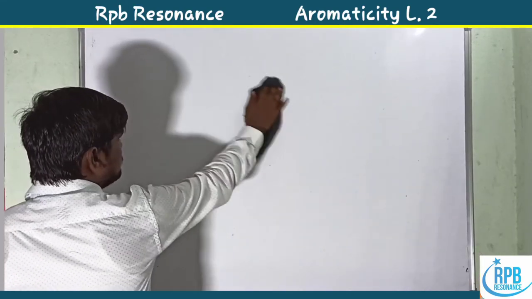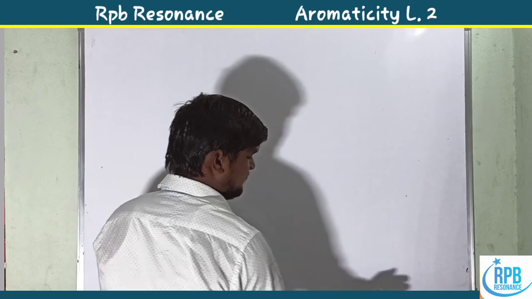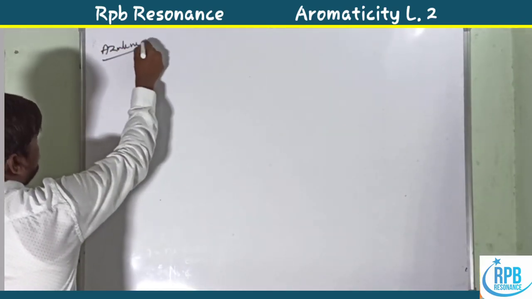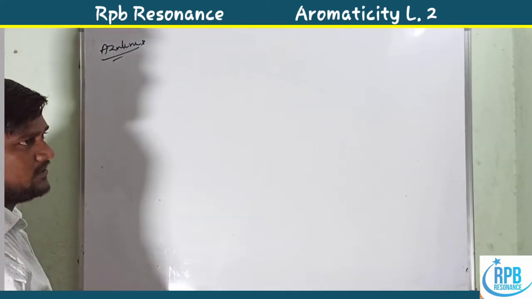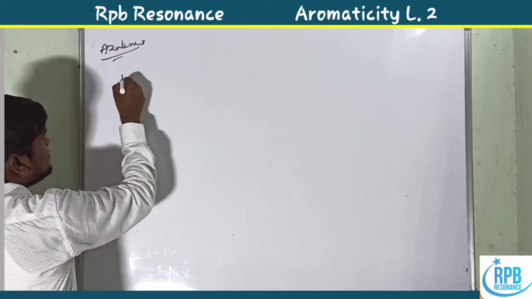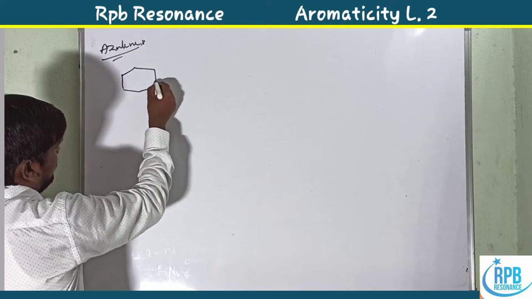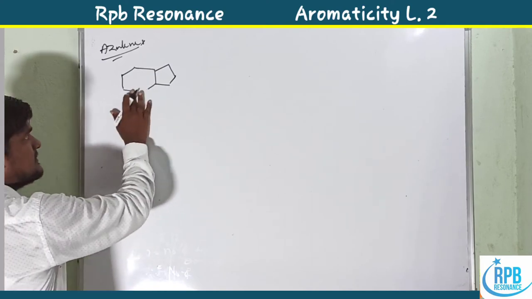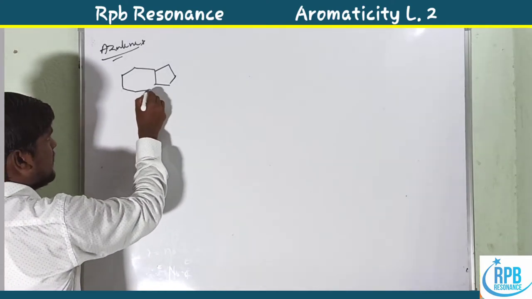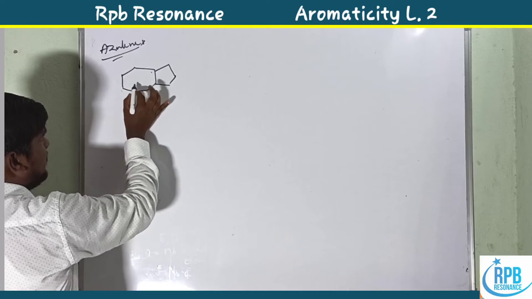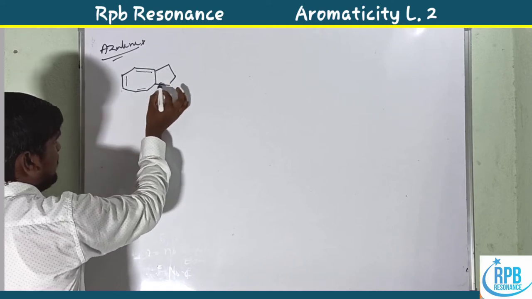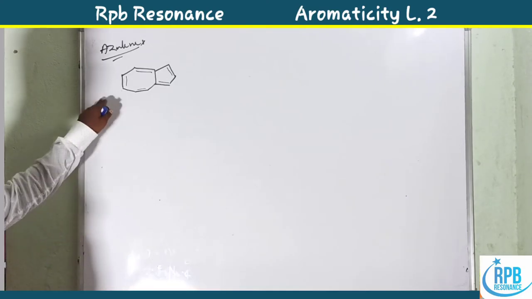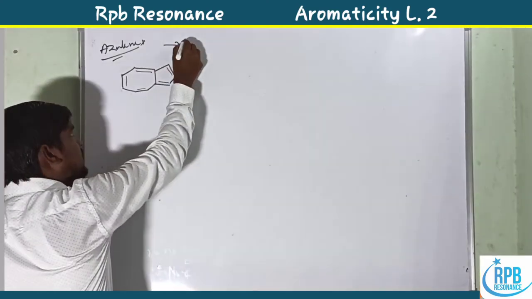Now let's move on to a different kind of moiety, that is azulene. The second kind is azulene. We are clear about the annulenes. Azulene has one 7-membered ring and another 5-membered ring. This is a non-benzenoid system. Here there are double bonds, 5 double bonds in total, with the 7- and 5-membered rings. So this is an isomer of naphthalene.